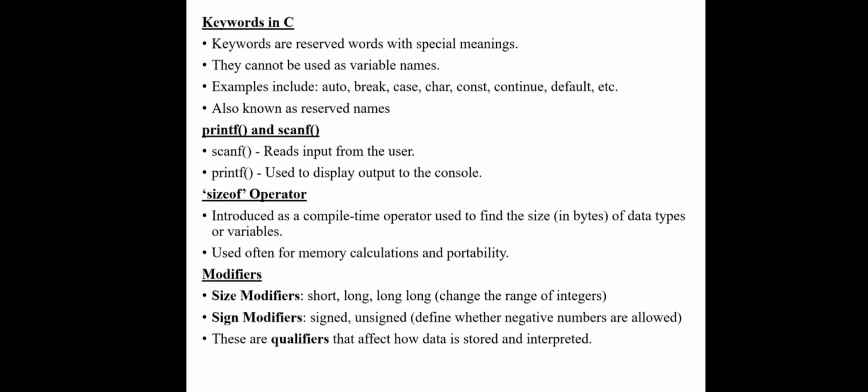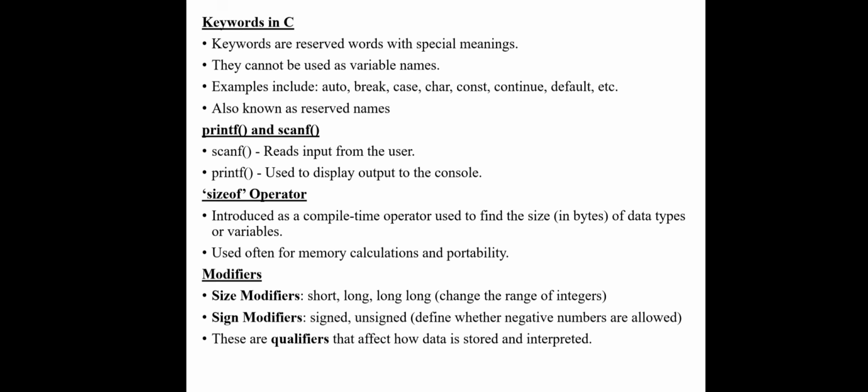C contains around 32 keywords and they form the foundation of all programs. Since they are predefined, the programmer cannot redefine or modify their meaning. These are also called reserved names because their use is restricted for specific internal purposes of the compiler.